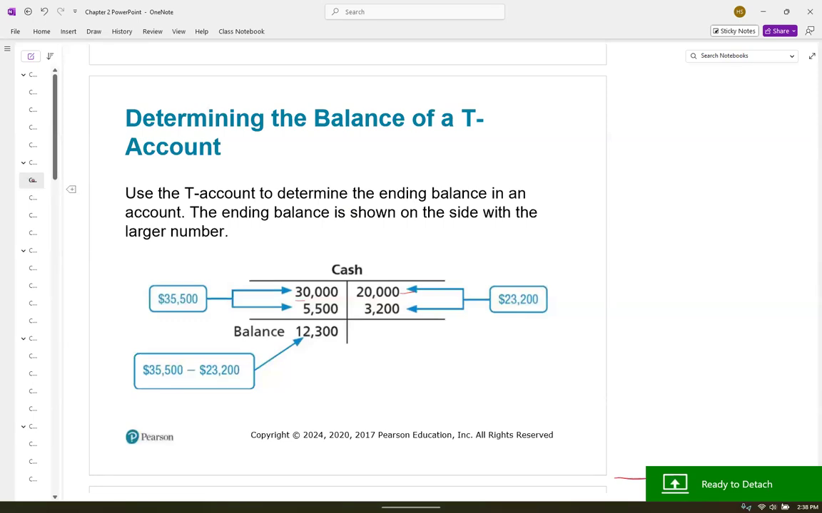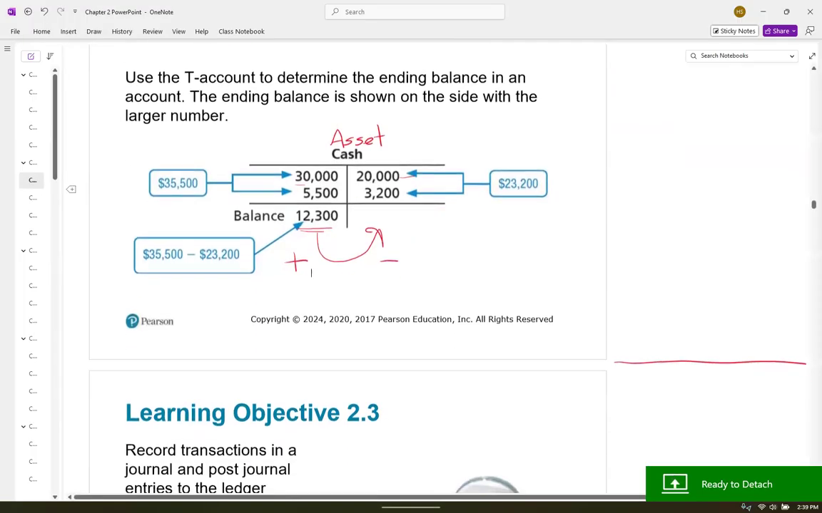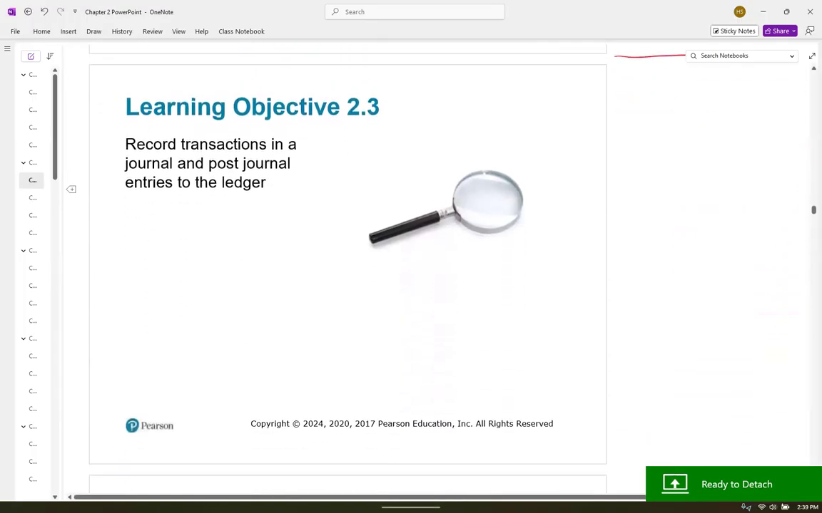Okay. And we're going to end up with a balance on the normal balance side. Cash is an asset. Assets have a normal debit balance. Okay. You could flip over and have a negative balance. That means you're negative in your checking account, which is not a good thing. It does happen. It is kind of rare in the accounting classroom to ever see that, though. Okay. All right. We will pick up in the next video on the next learning objective.